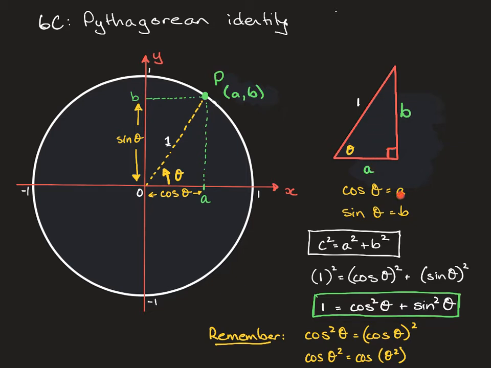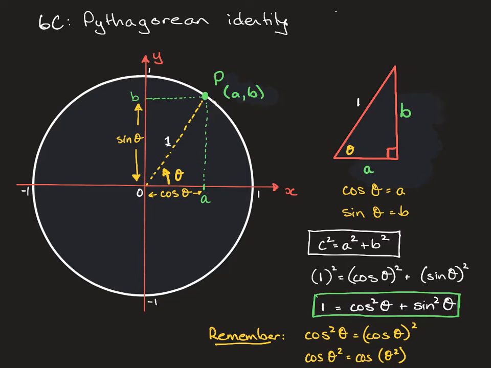1, which is just a, which gives us cos of theta is a, and sine of theta is b over 1, which becomes just b. So if we take Pythagoras' theorem here, c squared equals a squared plus b squared, our c squared is our hypotenuse, and so our hypotenuse on this triangle is 1, and a is cos theta, so it's cos theta squared, and b is sine theta, so it's sine theta squared. This gives us our Pythagorean identity, which is this thing here.